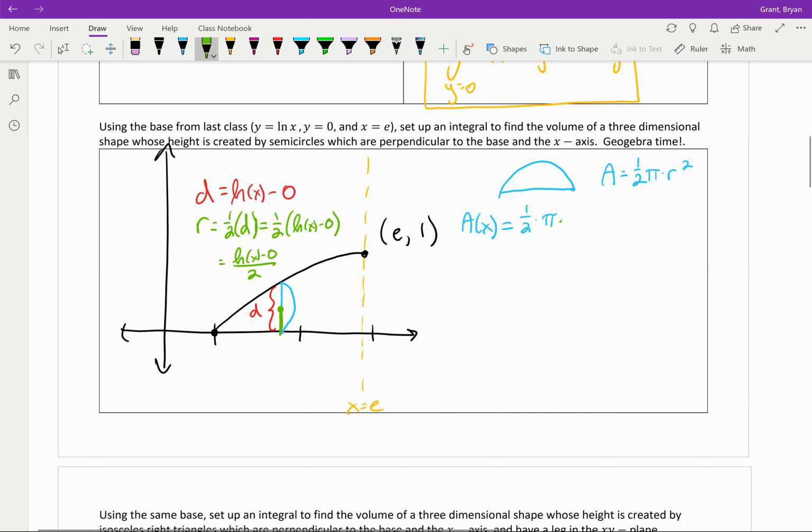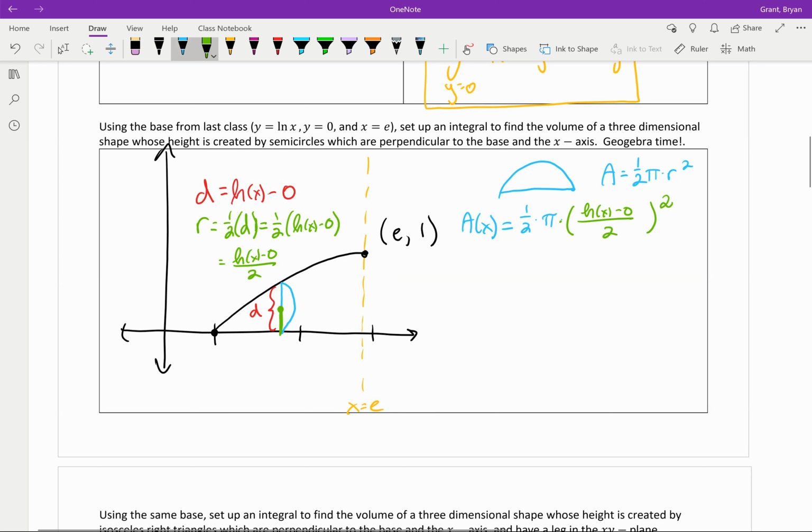So 1/2 pi, my radius is natural log of x minus 0 over 2. And yes, you can skip the minus 0. Right now, though, this would just be one-dimensional. If it was 1/2 pi, that's a constant, times a single radius, that'd be a one-dimensional shape. But a circle or a semicircle is two-dimensional. We need to make it two-dimensional by giving it a square. There are 2 radii multiplying. So there's my area function.